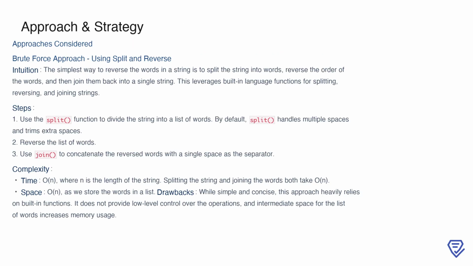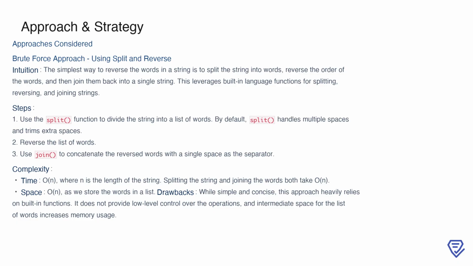To solve the problem of reversing words in a string, we first consider the brute force approach, which takes advantage of built-in functions like split, reverse, and join. The idea here is straightforward. By using the split function, we can convert the input string into a list of words, while automatically handling multiple spaces and trimming any unnecessary ones. Once we have the list of words, we simply reverse their order using a built-in reverse function, and then reassemble them into a single string using join, with a single space as the separator.